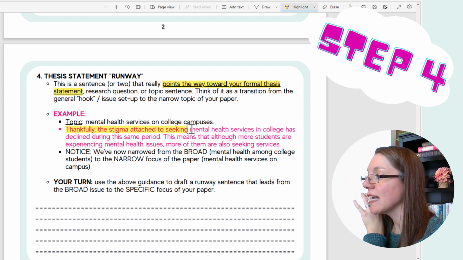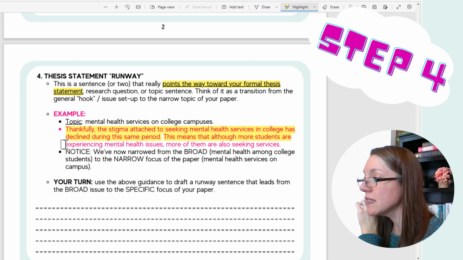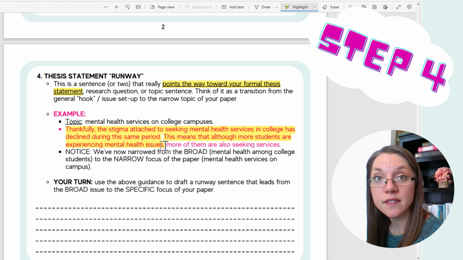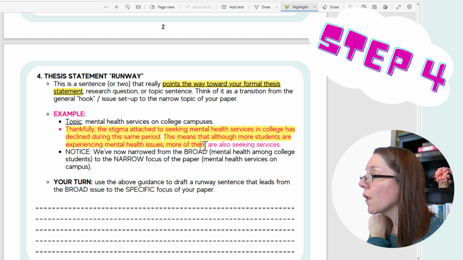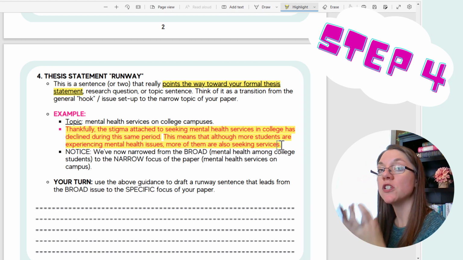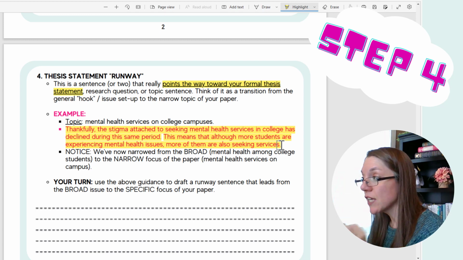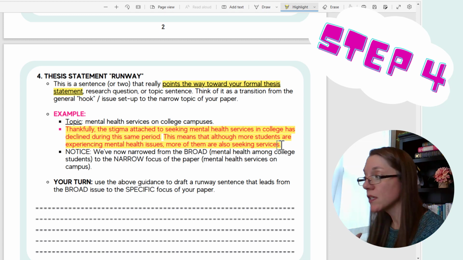Thankfully, the stigma attached to seeking mental health services in college has declined during the same period. So the stigma has declined. This means that although more students are experiencing mental health issues, that's that stat we already mentioned, more of them are also seeking services. So we've now transitioned from general mental health to specific mental health services on college campuses, which again is our topic.